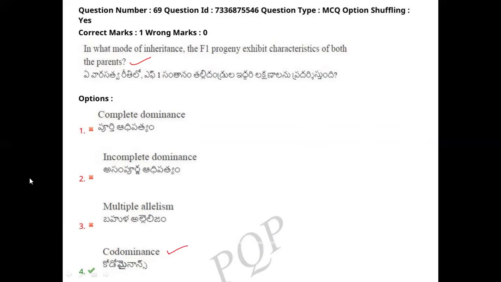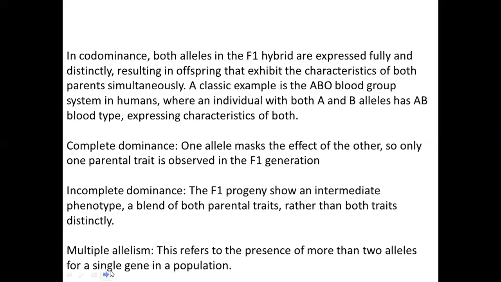And a major example is AB blood group. So if a father is A blood group and mother is B blood group, if their alleles are similar, then the progeny having AB blood group is an example of codominance. Done.